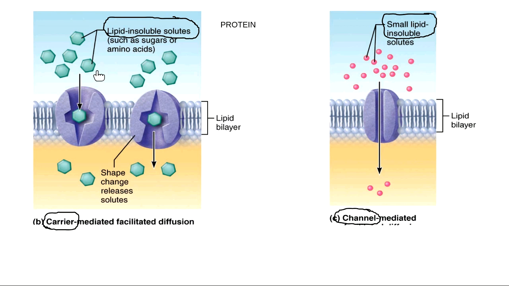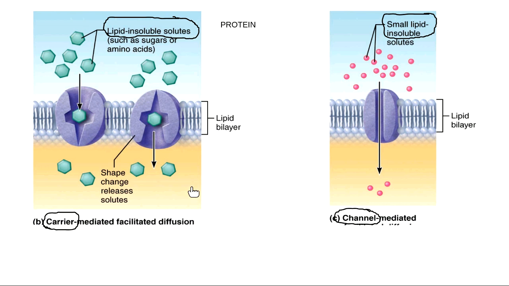So I've got some glucose here on the outside of the cell. I want it to come into the cell. Step 1 is this sugar that I'm trying to get in attaches to my carrier protein. Step 2, the carrier protein closes to the outside of the cell and opens to the inside of the cell, which is going to allow things to get into the cell.